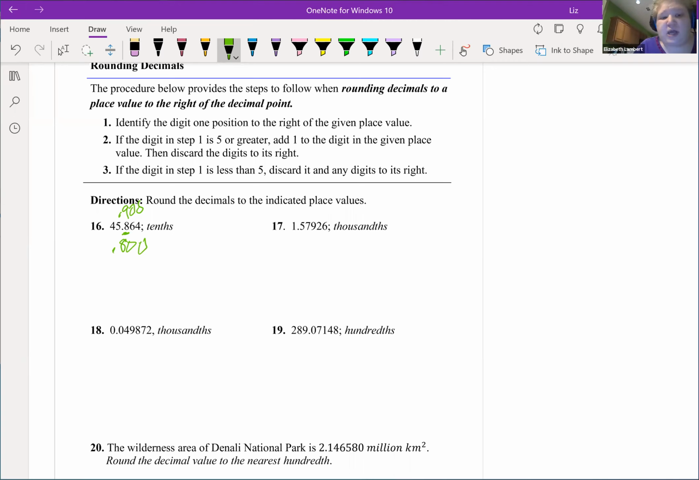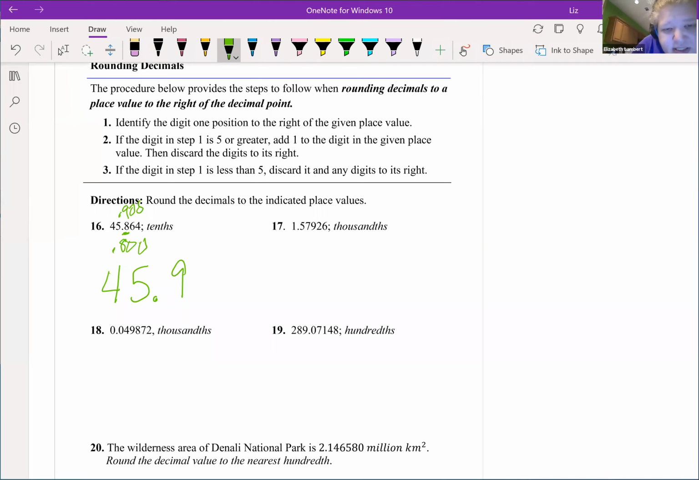So this is going to round up. The 6 is 5 or greater. So the 8 is going to round up to a 9. So this becomes 45 and 9 tenths. That is what it is closer to. Now note, it going down to 7 was never a choice here. It is always keep it the same or add 1.